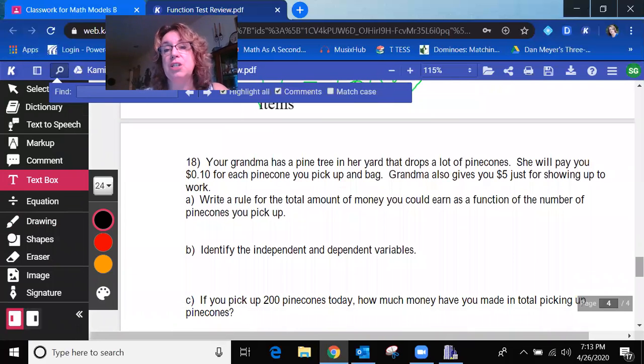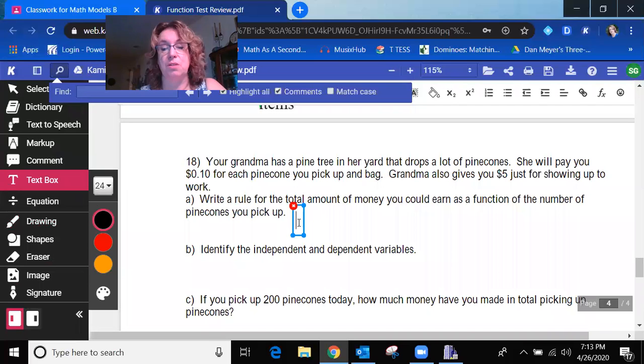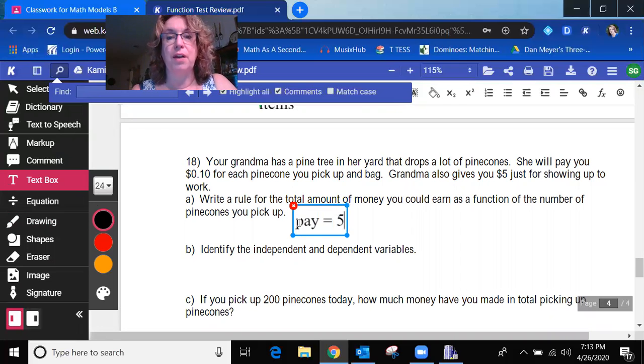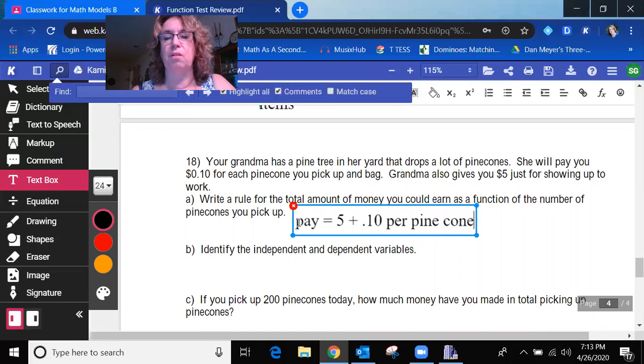Your grandma has a pine tree in her yard that drops a lot of pine cones. She will pay you 10 cents for each pine cone you pick up and bag. She also gives you $5 for just showing up. So what do you get paid? This is a classic linear equation. This is good to know. So what you get paid is going to be equal to $5 plus 10 cents per pine cone. But you get $5 no matter what for showing up. You could earn as a function of the number of pine cones.